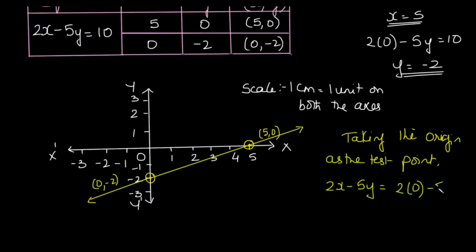we are going to get in the equation 2x minus 5y becomes 2 into 0 minus 5 into 0, which is 0, but in the question it is given as greater than or equal to 10. The equation is actually 2x minus 5y greater than or equal to 10. So we are getting the answer as 0, which is not greater than or equal to 10. That means our solution lies on the non-origin side of the line.